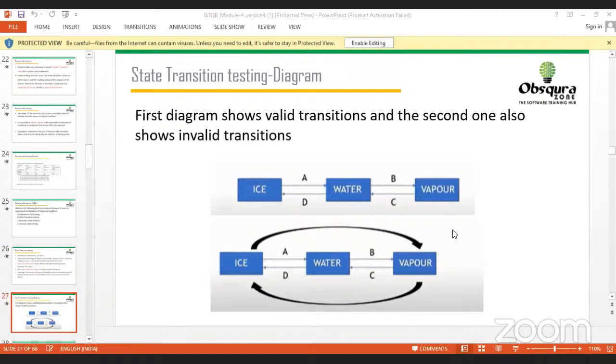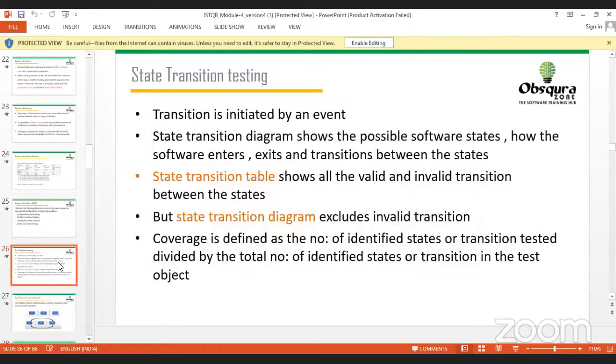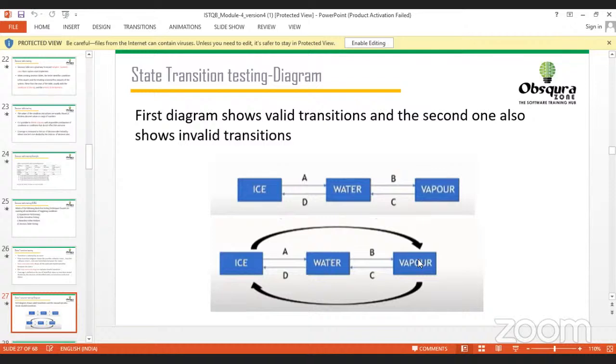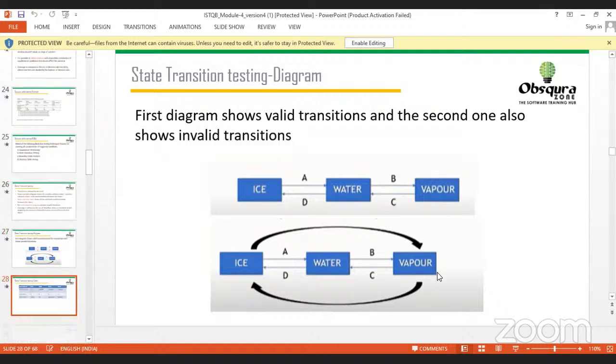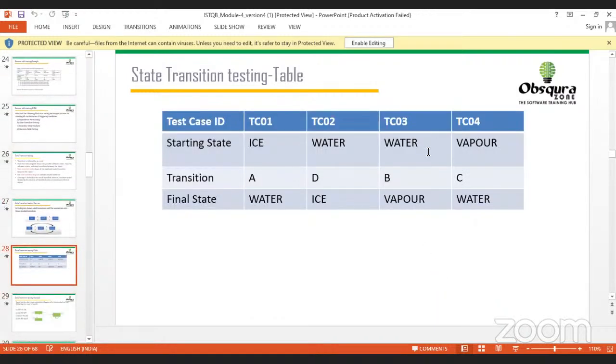Yes, first one, right? Because we have told that a state transition diagram shows only valid transitions. It excludes invalid transitions. For the second diagram, there is an invalid transition, so it is a wrong state transition diagram. If it was a state transition table, then we could have included valid or invalid or any kind of transitions.